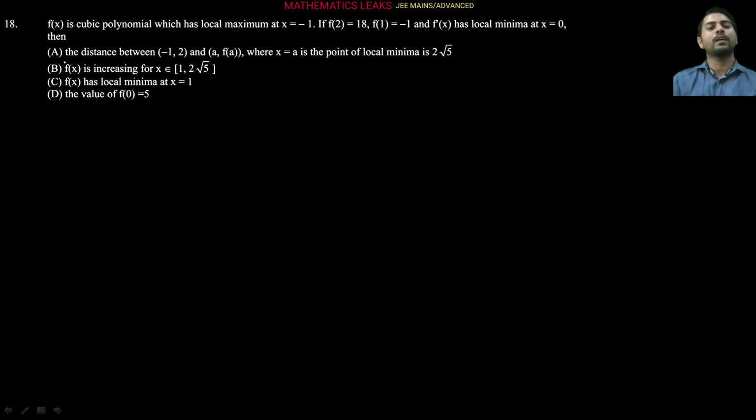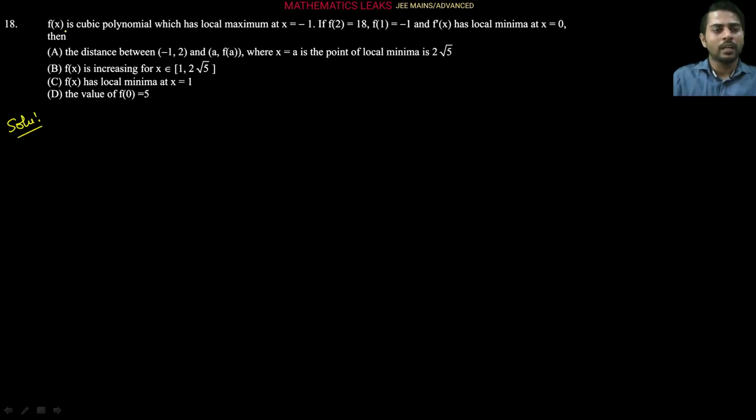Next question is, f(x) is a cubic polynomial which has a local maximum at x equals -1. If f of 2 is equal to 18, f of 1 is equal to -1, and f dash x has a local minimum at x equals 0, then which of the following options are correct? So it is also a multiple choice question.